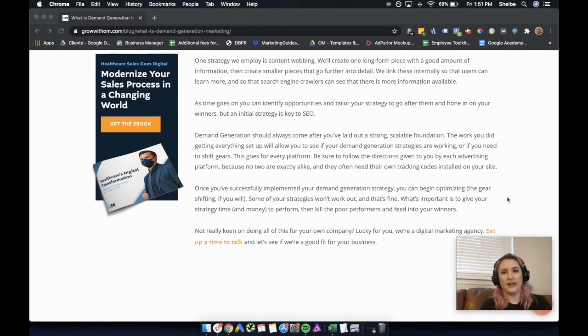No two are exactly alike. Setting up your Facebook pixel is going to be totally different from setting up the Bing universal tag or the Google universal tag, even if you're doing it all within Google Tag Manager. So yeah, this is the second step in the kind of process that we go through with getting a client set up. Once you have implemented your demand generation strategy, you can begin optimizing, which is kind of like the gear shifting.